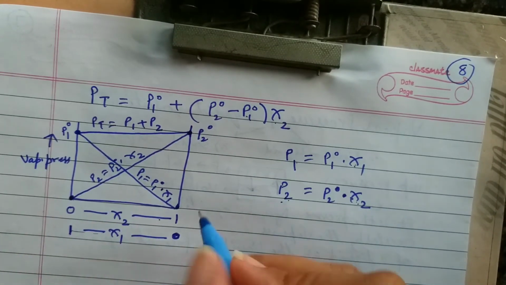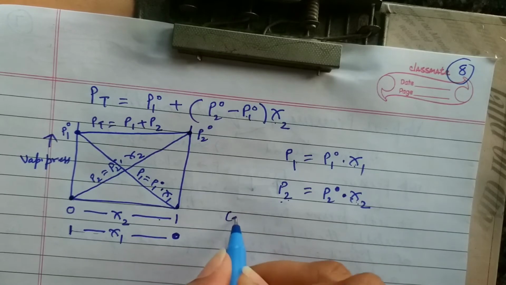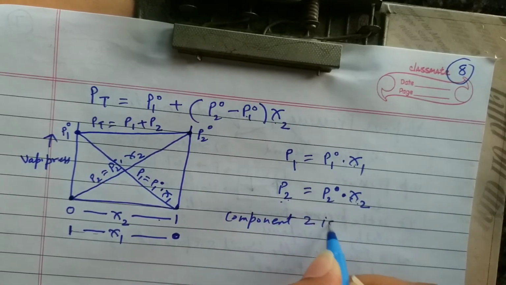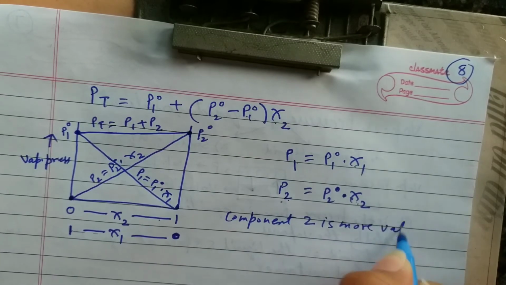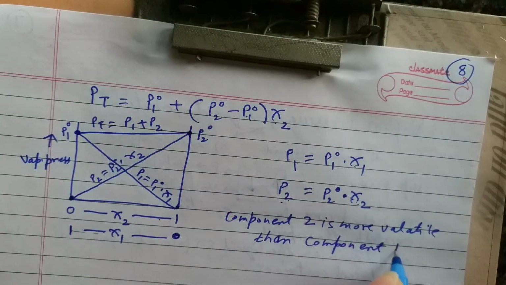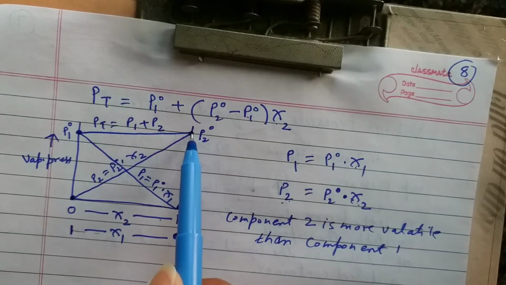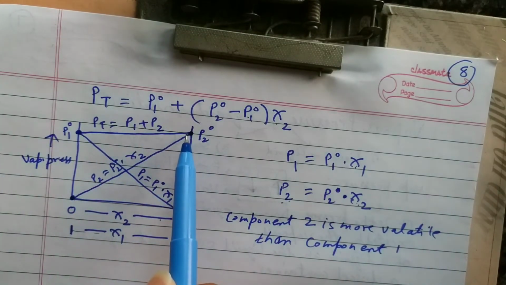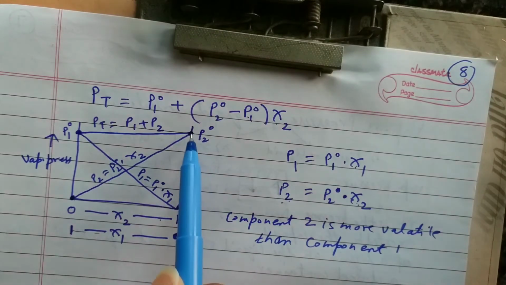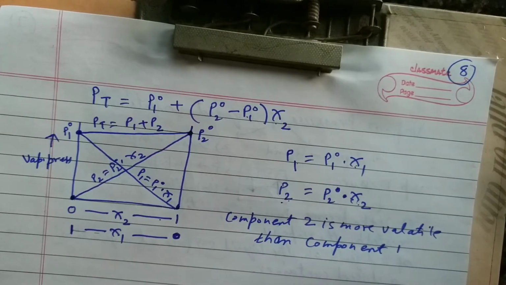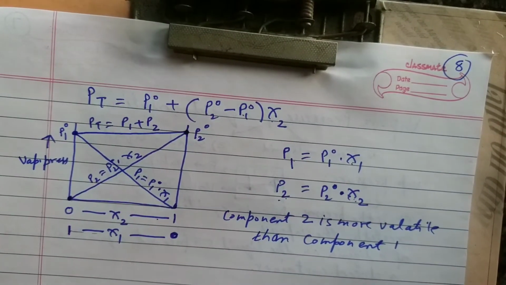Now here there's an assumption that component 2 is more volatile than component 1. It's because I have taken P2 naught higher than P1 naught. This shows that the vapor pressure of pure component 2 is more. So that means component 2 is more volatile than component 1. This is just an assumption. You can take it the other way around also.